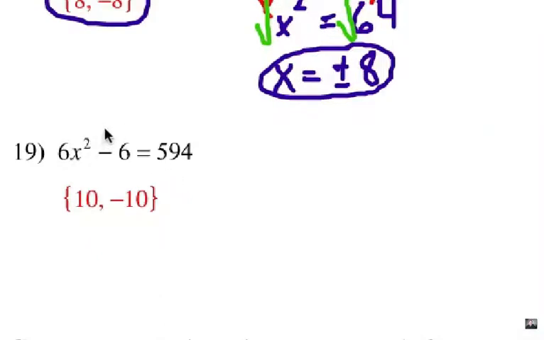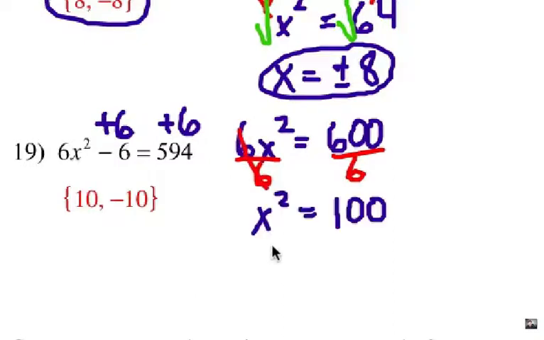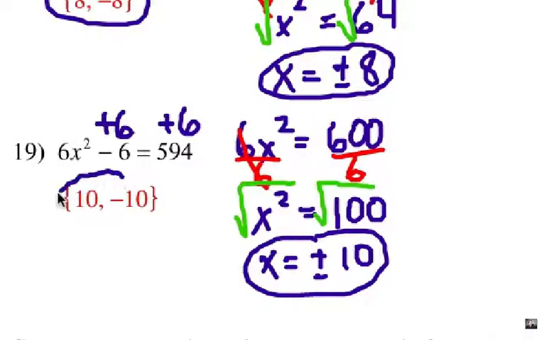All right, number 19, let's keep going here. Hope that you tried these on paper first. We're going to add 6 to each side. 6x squared equals 600. Now we're going to divide each side by 6, and you'll see that this is going to be a fairly simple example here. x squared equals 100. Now we take the square root of each side. So x equals the positive and the negative square root of 100, which is 10, and it can be written this way or this way. All right, pretty easy on that one.